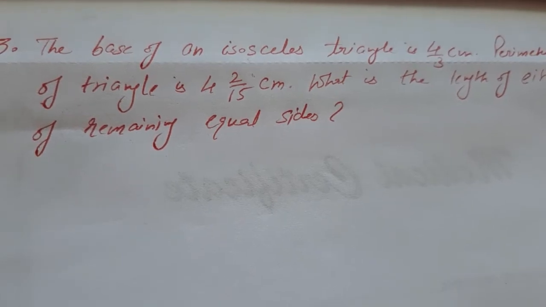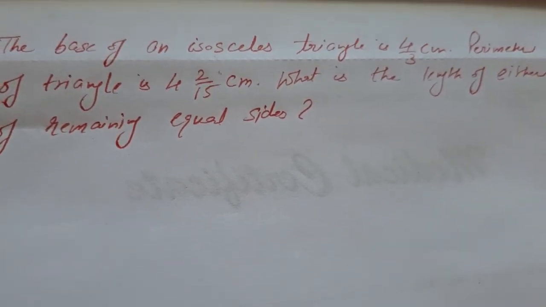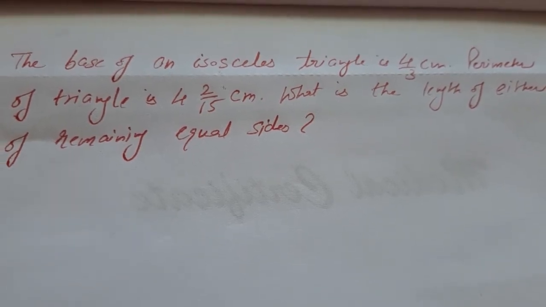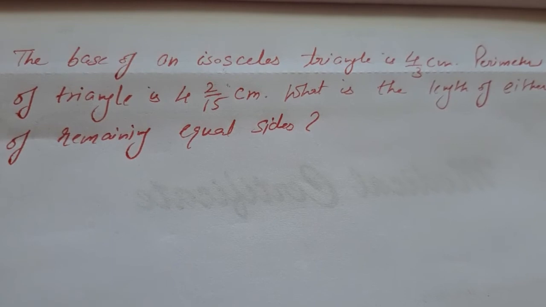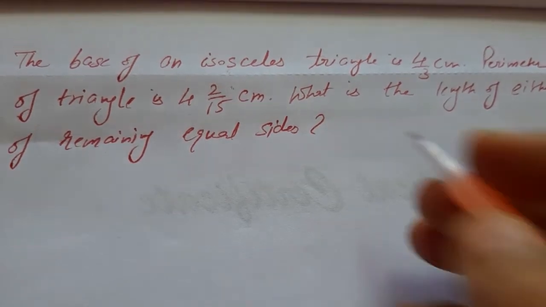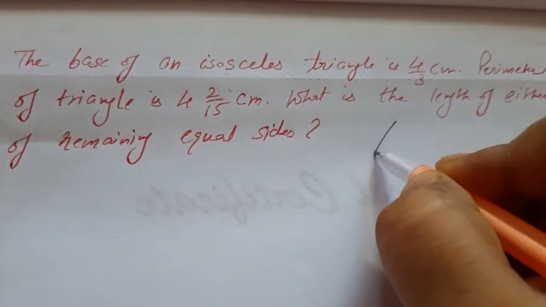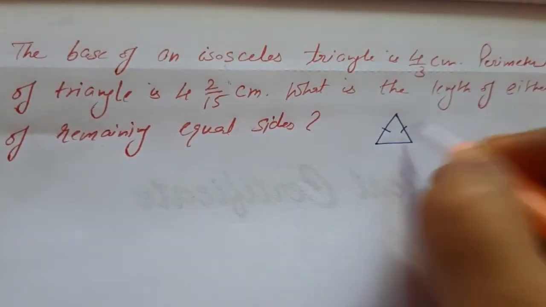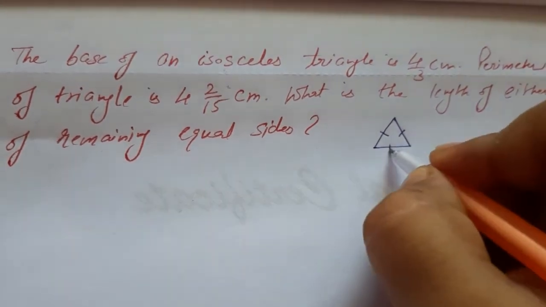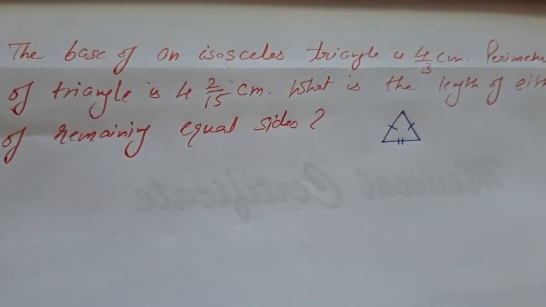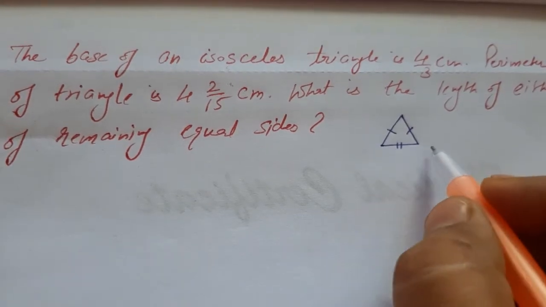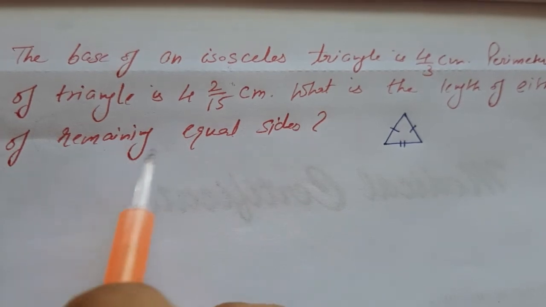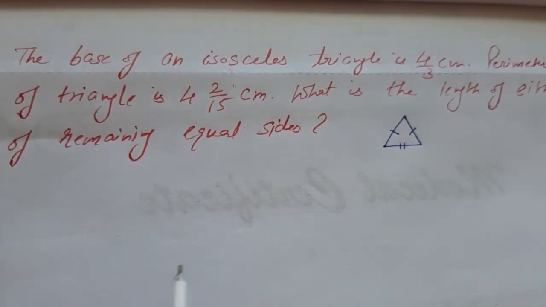Next is, the base of an isosceles triangle is 4 by 3. Perimeter of the triangle is given, 4 and 2 by 15 centimeter. What is the length of either of the remaining equal sides? We know in an isosceles triangle, these two sides are equal, and this is the third side, the base. Base is given, that is 4 by 3. Perimeter is given, so we have to find out the length of either of the remaining equal sides.